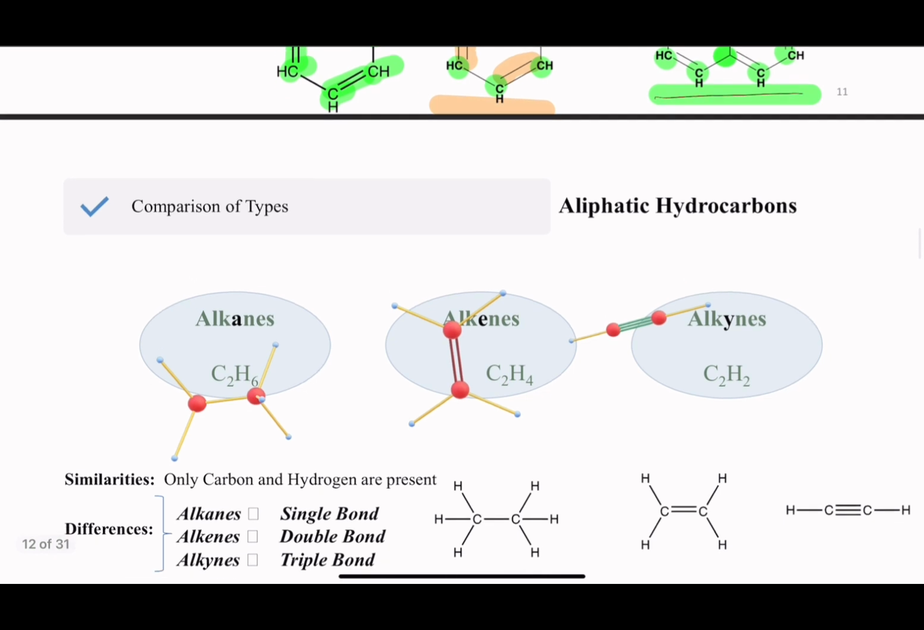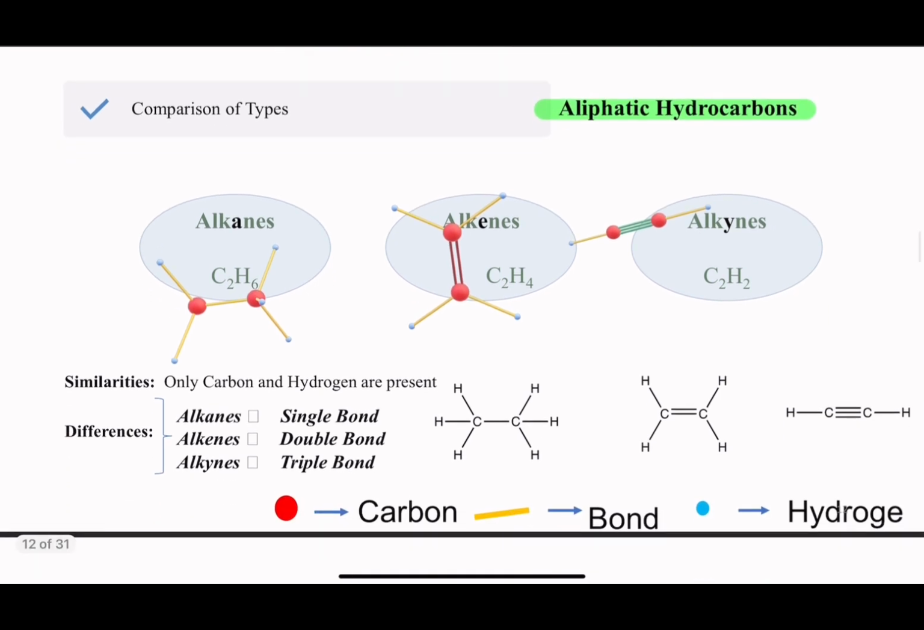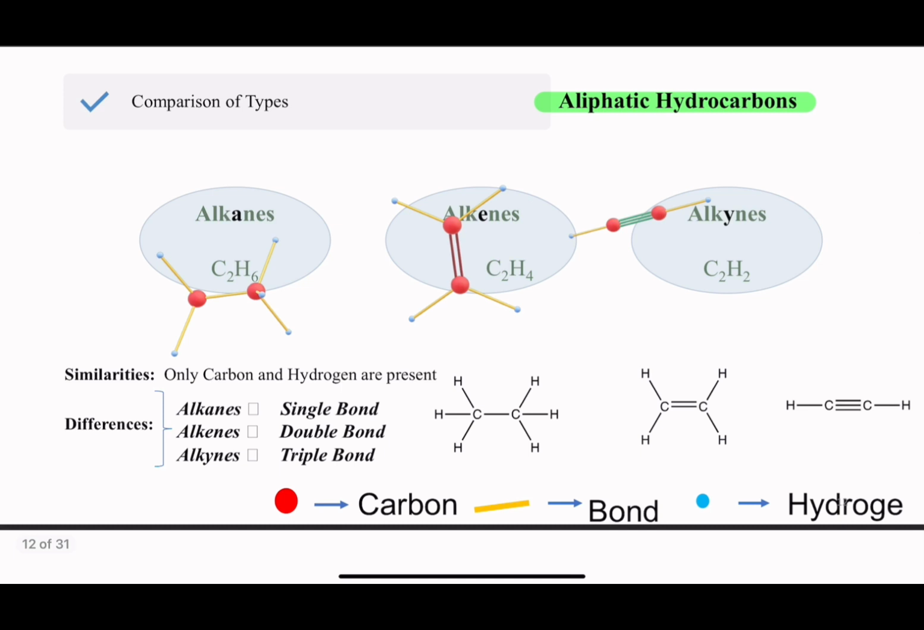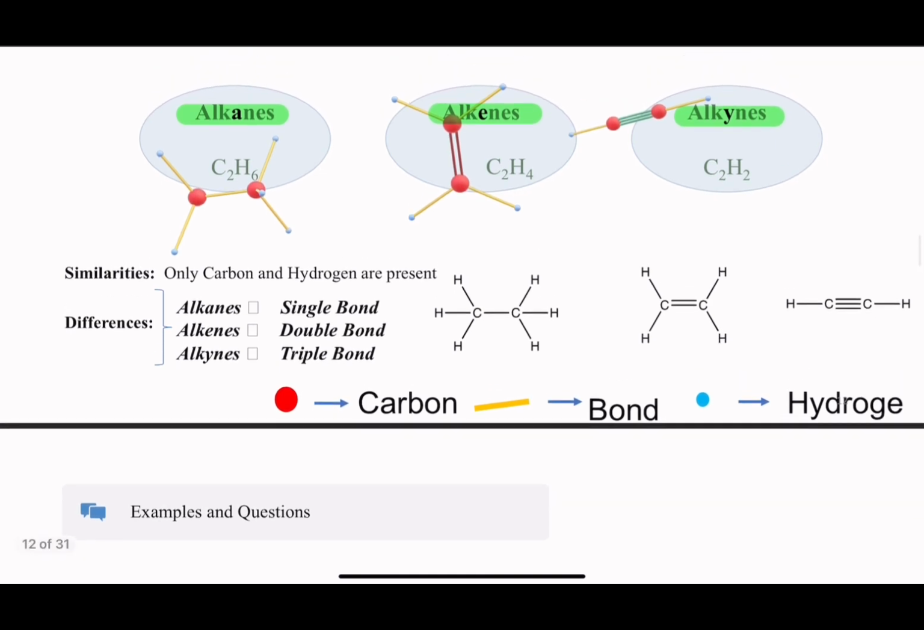Now we're gonna compare the aliphatic hydrocarbons. Aliphatic hydrocarbons, we have a couple of types of them. We have alkanes, alkenes, and alkynes. We have actually done this with you in class. So alkanes have only single bonds. Alkenes have one double bond. Alkynes have a triple bond.